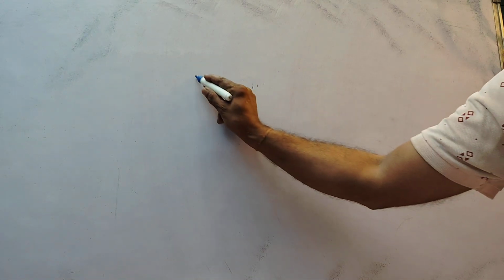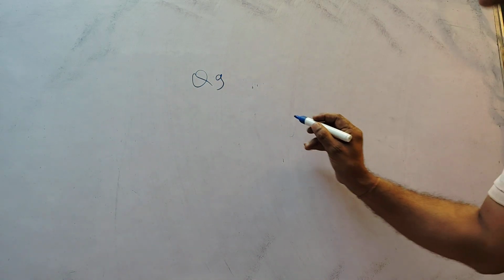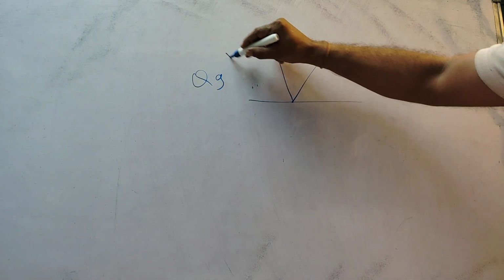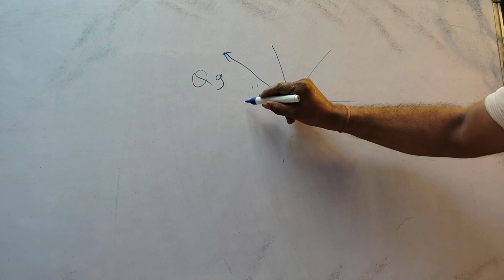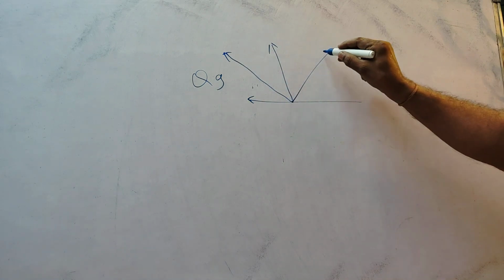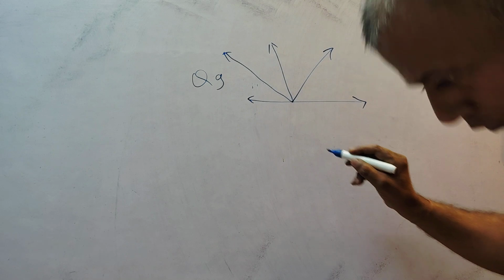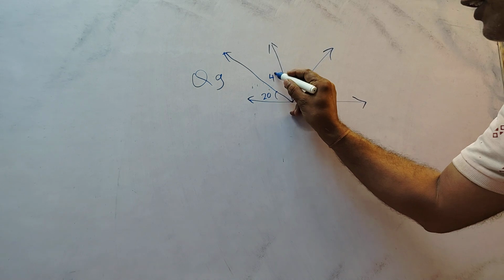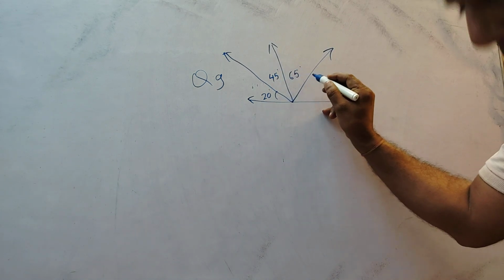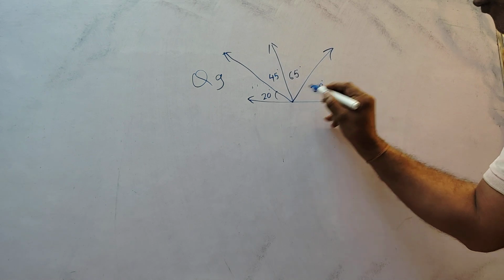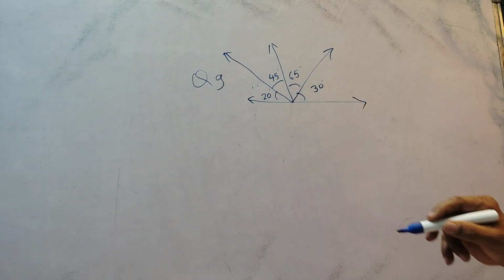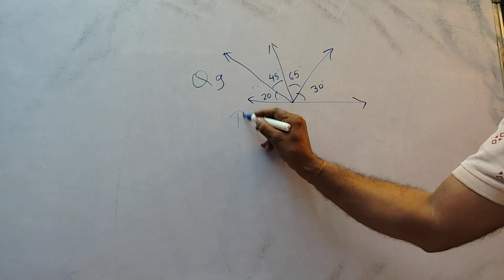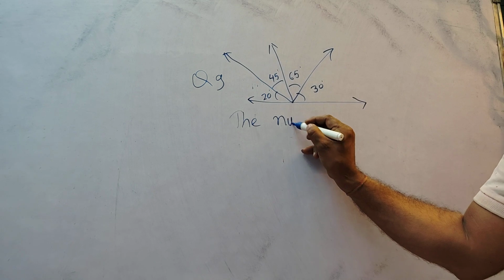Question number 9 is, there is a given figure with one straight line and angles given. On this line the angles given are 20 degree, 45 degree, 65 degree, and 30 degree. So the question is saying find the number of obtuse angles in the figure.